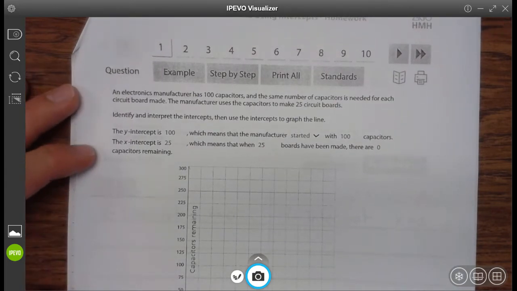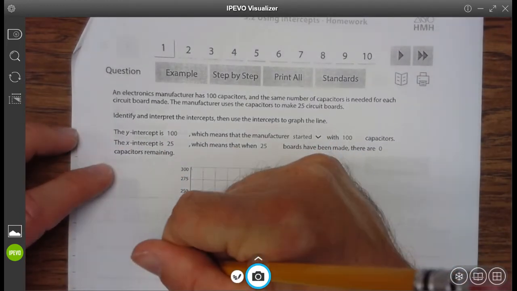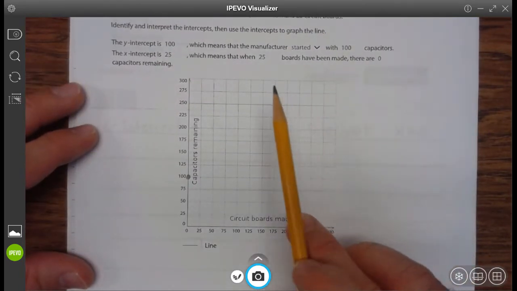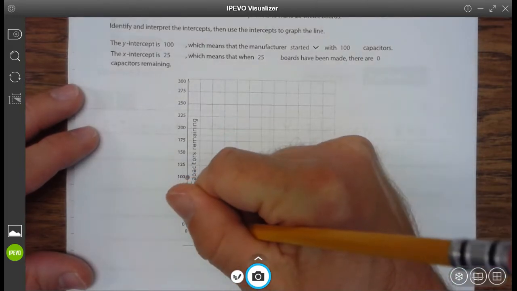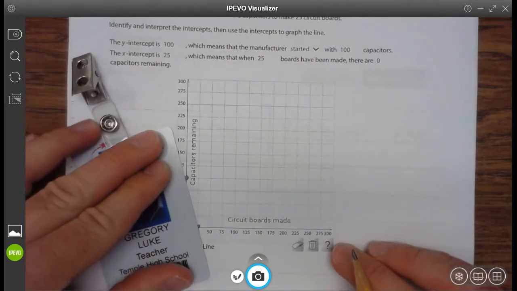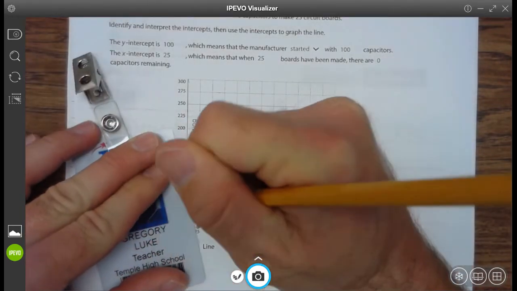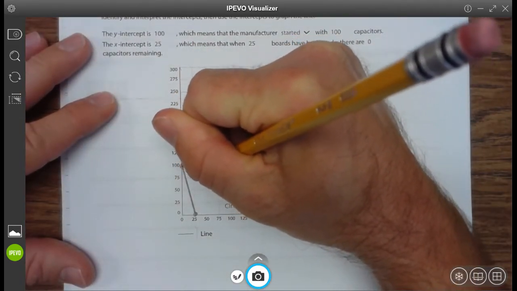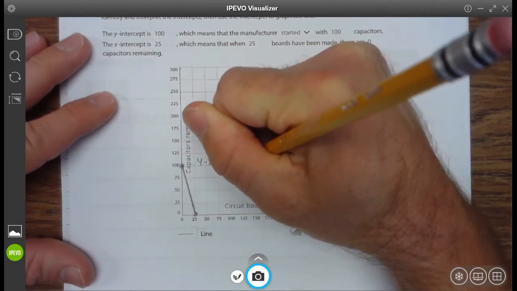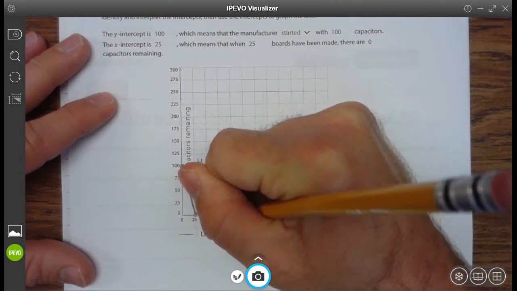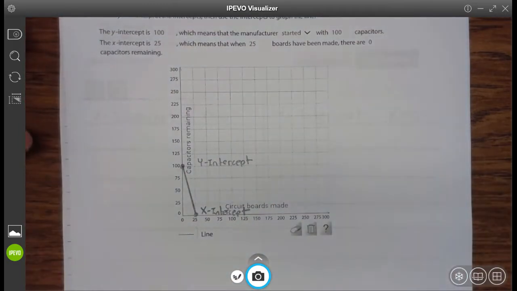So the y-intercept is (0, 100). So we have a point here. There's your y-intercept. And then the x-intercept is 25. So there's your x and y intercepts. And then there's your graph. This is your y-intercept, and this is your x-intercept. Go ahead and finish up example 1.